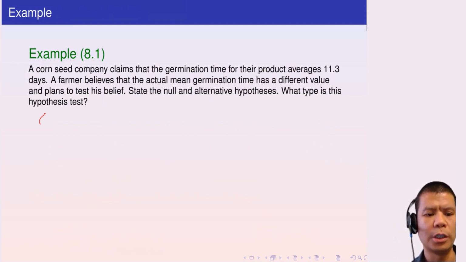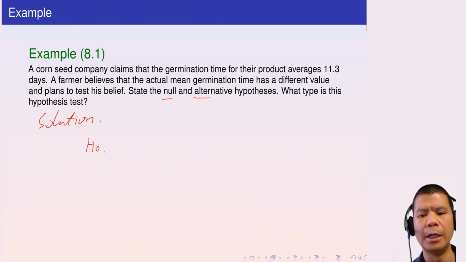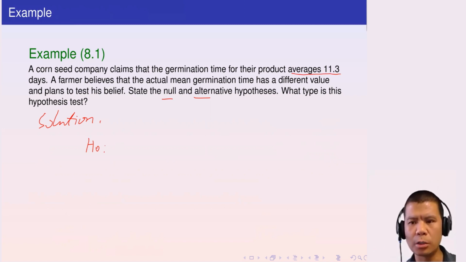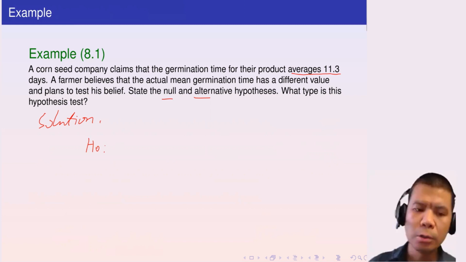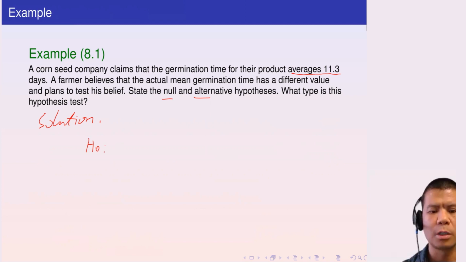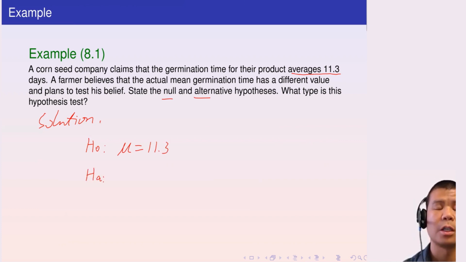Okay, now the solution. We want to state the null and alternative. So the null is denoted by H0, and it usually contains the equal sign. It is the status quo. It is no difference, no change, right? So it contains the equal sign about the population. So mu equals 11.3, and the alternative is something they believe to be true, something they are suspicious of, right? So now the farmer believes what? Believes the actual mean germination time has a different value. Be careful, it's a different value.